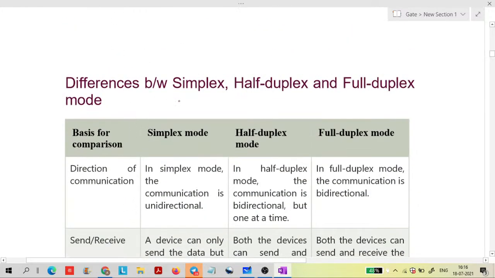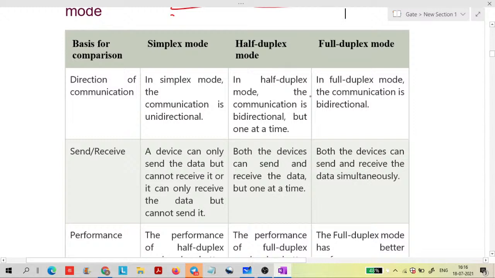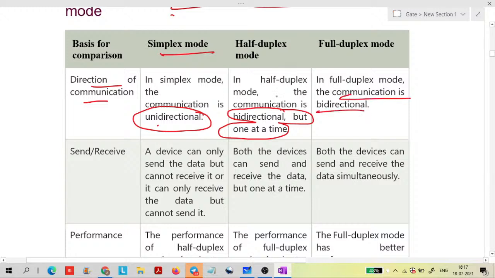So here is a basic comparison between simplex, half duplex and full duplex. In simplex mode the communication is unidirectional, and in half duplex the communication is bidirectional, but one at a time, not simultaneously. In full duplex mode the communication is bidirectional and simultaneous. In simplex mode a device can only send the data but cannot receive it, or it can only receive the data but cannot send.